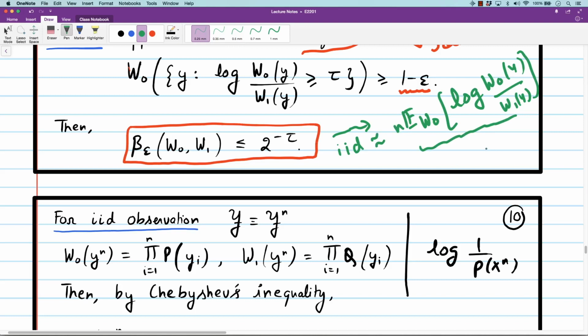And this guy has a name. This guy is called the Kullback-Leibler divergence. And the fact that this probability of error can go to 0 very fast has received a lot of interest, and this is what we'll discuss in the next lecture.